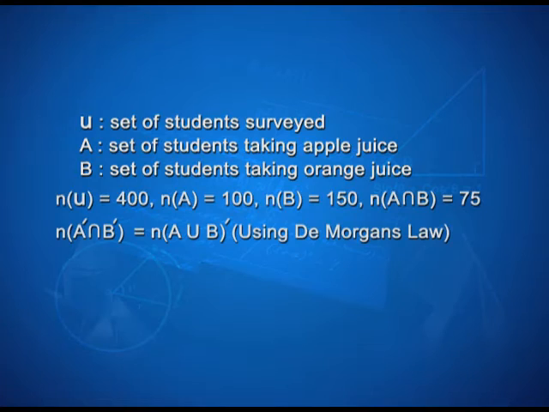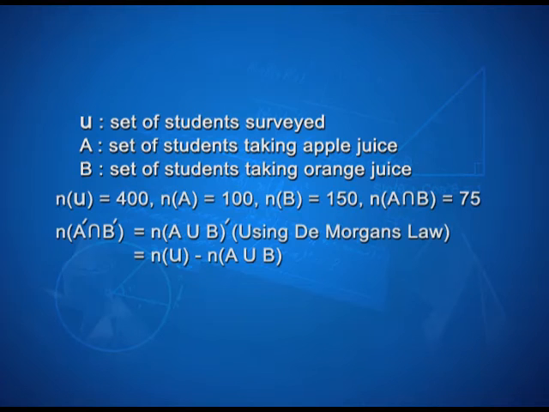which will give us the set of students who do not like apple juice and who do not like orange juice. This will be given by the number of elements in (A union B) complement, which, as we all recall, is De Morgan's law.